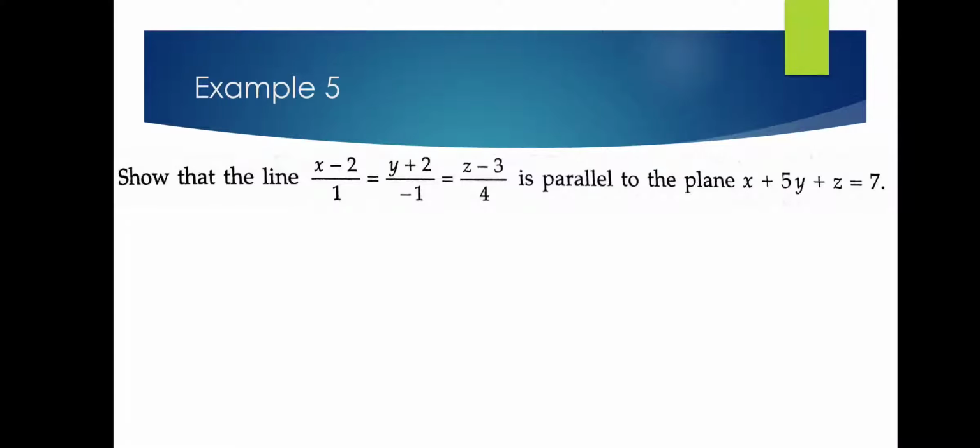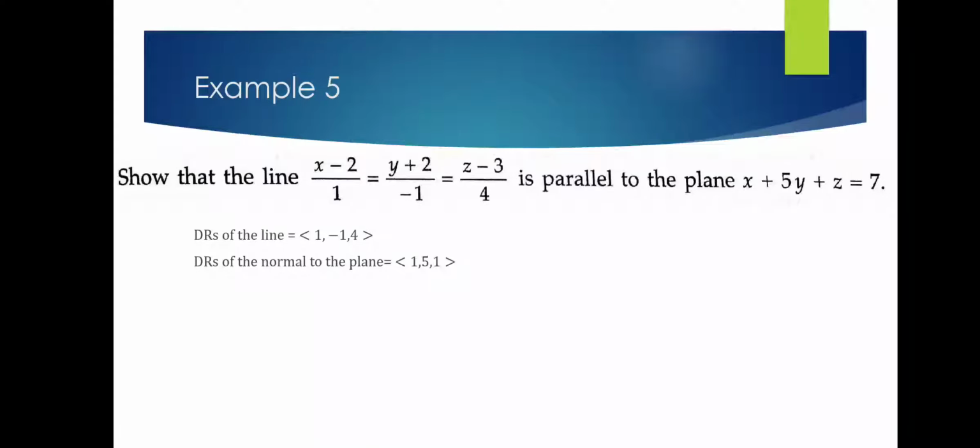Number 5. Show that the line is parallel to the plane x plus 5y plus z equals 7. So first let us find all the direction ratios. The direction ratio of the line is 1, minus 1 and 4. The direction ratio of the normal to the plane is 1, 5 and 1. Now to show that the line and the plane are parallel, all I need to do is to show that the line and the normal to the plane, these two, are perpendicular.